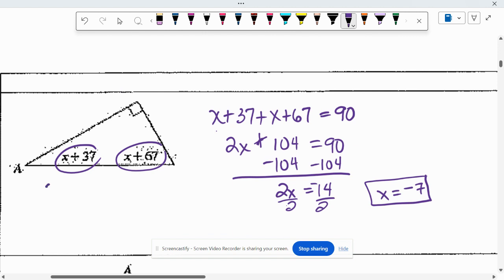So negative 7 plus 37 is 30 degrees. And 67 plus a negative 7 is 60 degrees. Did you not get a pass? You did. Okay. All right. So those are your measures.